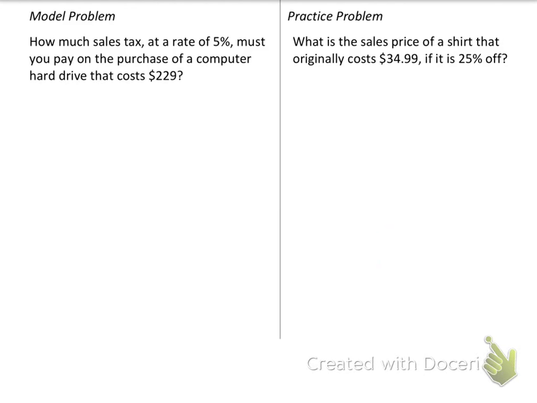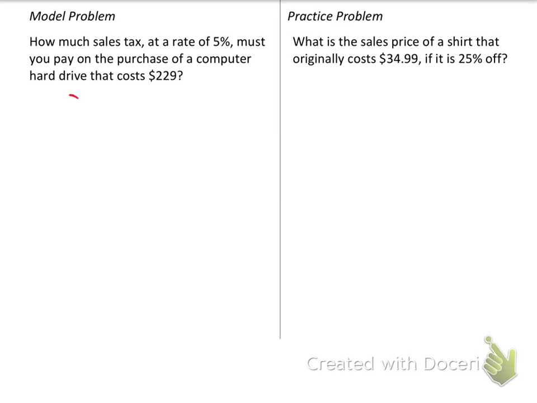Tax or discount. There are two things, markup and markdown. A markup is where you're adding something like tax, things that add money to your bill. A discount subtracts money from your bill. So on the model problem: how much sales tax at a rate of 5% must you pay to purchase a computer hard drive that costs $209?